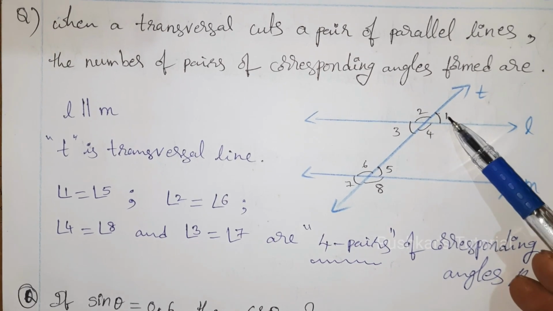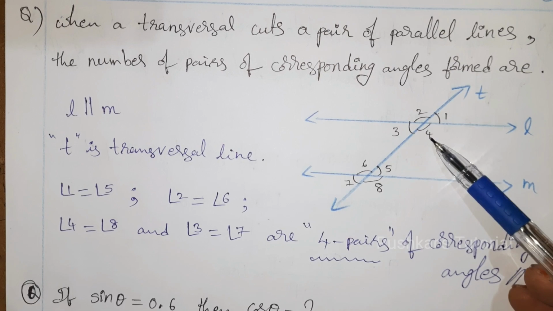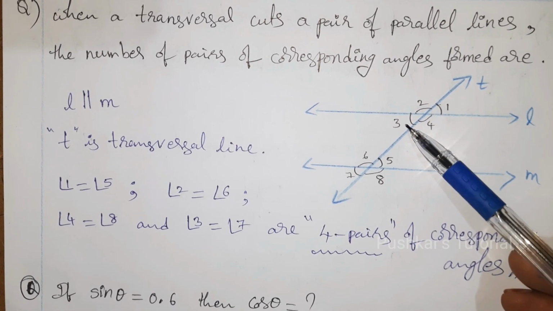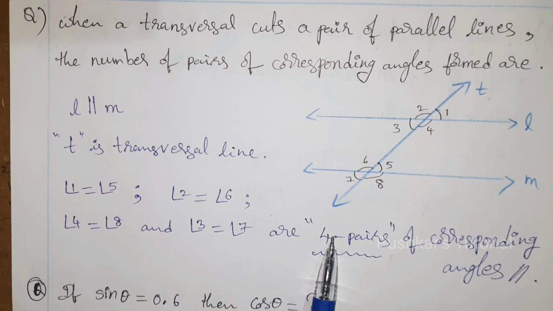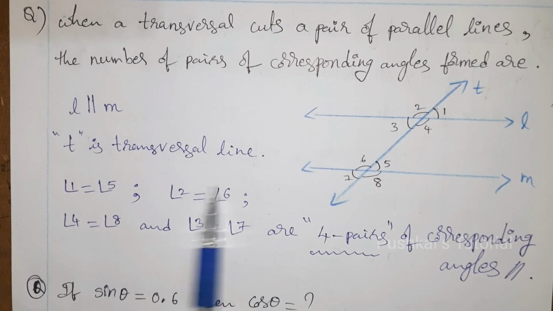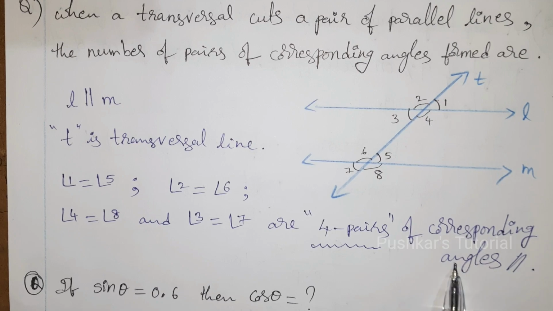Corresponding angles means 1 and 5. Next 2 and 6. Next 4 and 8. Next 3 and 7. All are corresponding. How many are there? 4 pairs are there. Therefore the answer is 4 pairs of corresponding angles.